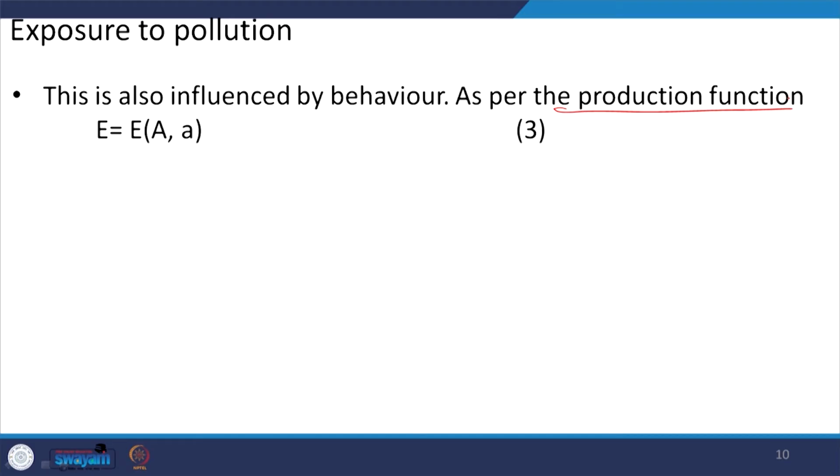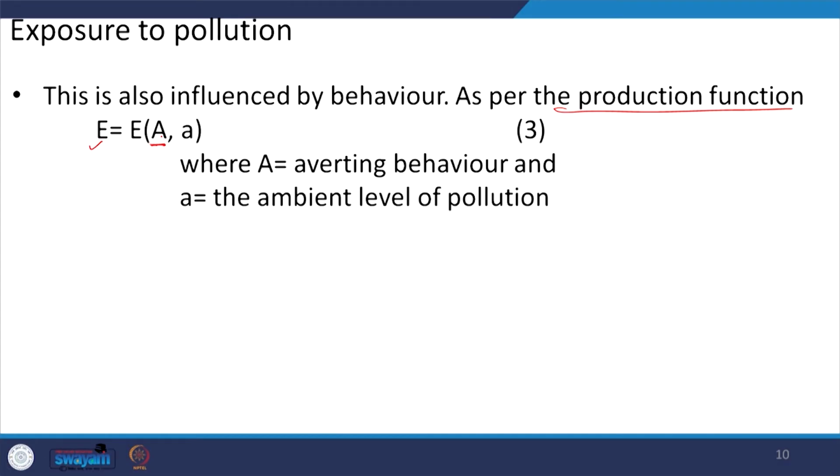That means your exposure to the pollution again depends upon certain variables. So, what are these variables on which your exposure to pollution depends? Your exposure to pollutions is impacted by the averting behavior, that is A, capital A, and the ambient level of pollution, that is alpha.